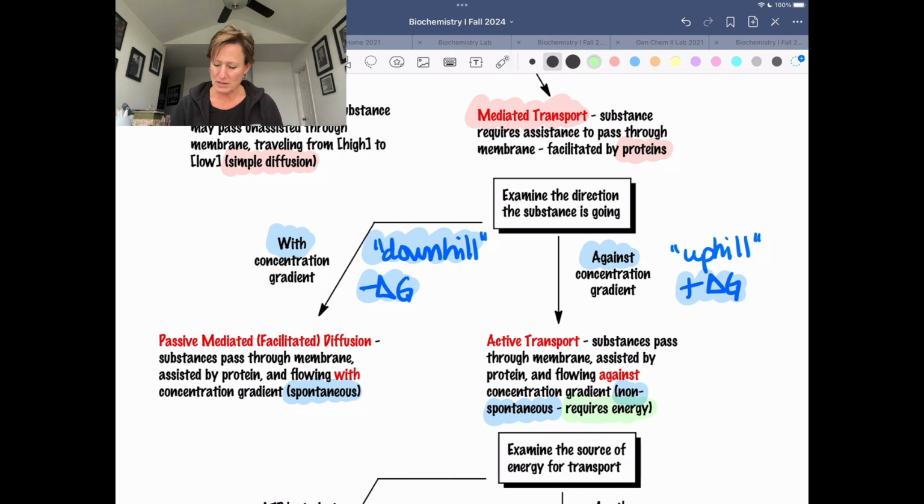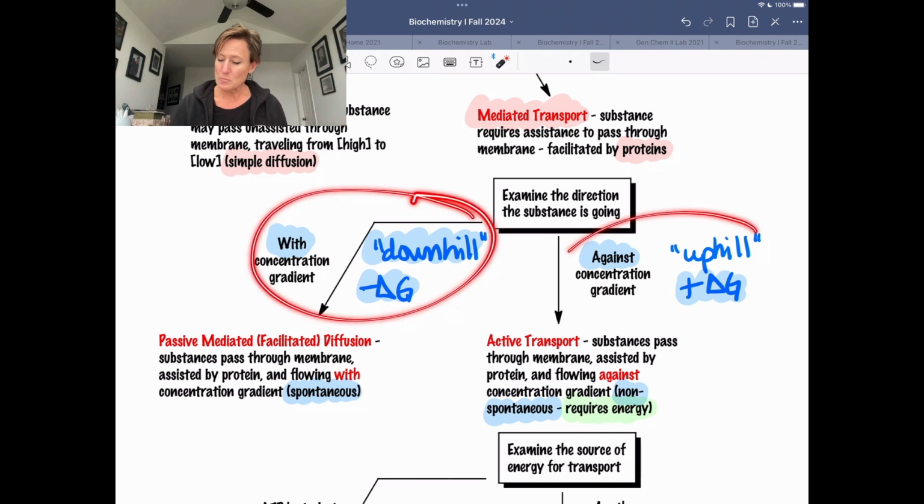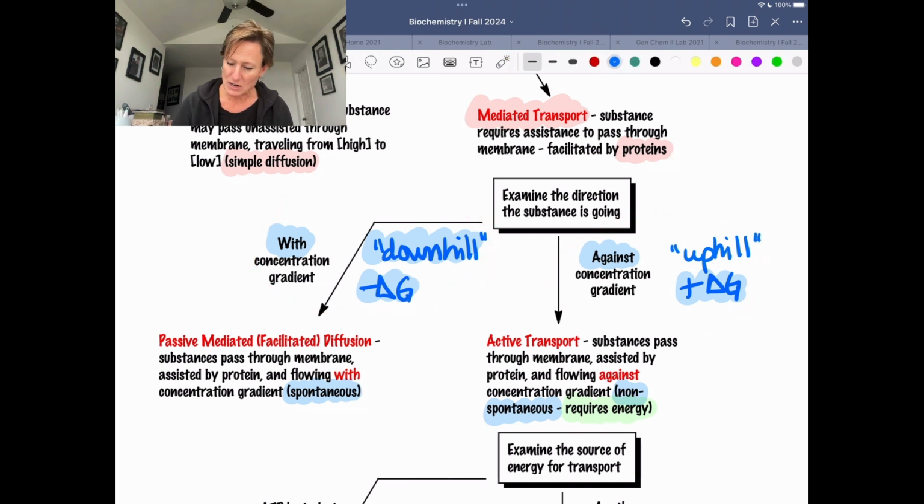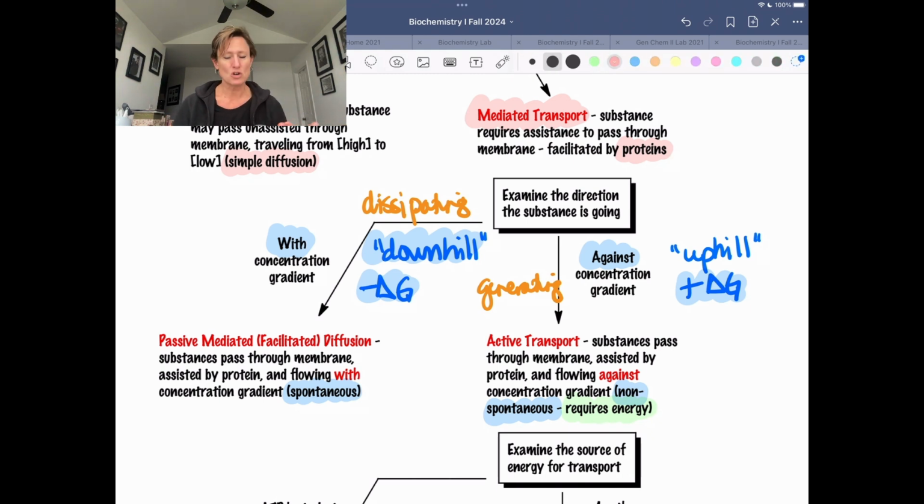Okay, and we're going to get to what those pieces are, but coming back here, once we understand the direction that we want our substance to go, are we dissipating a proton gradient or building a proton gradient? That's probably a good word to put in here. This is going to be dissipating. This is going to be generating. Those are words that we'll use. So whether we're generating a gradient or dissipating a gradient, we'll bring in these terms.